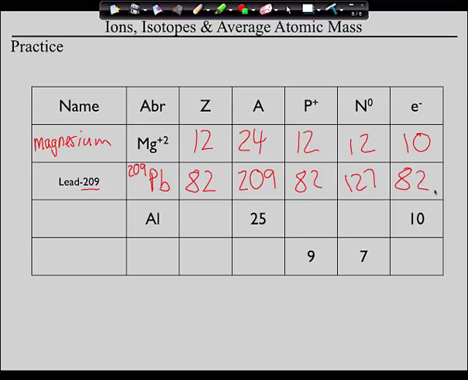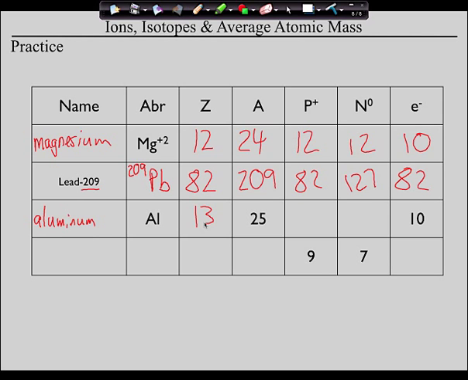Okay, so guys, aluminum. So the first thing we've got to do is write this out. Aluminum. Again, it doesn't matter if it's capitalized. Then we find aluminum, element number 13 on the periodic table. And guys, what is the average mass of aluminum on the periodic table? 27. But this is telling us it's got a mass of 25. That is not the average mass.